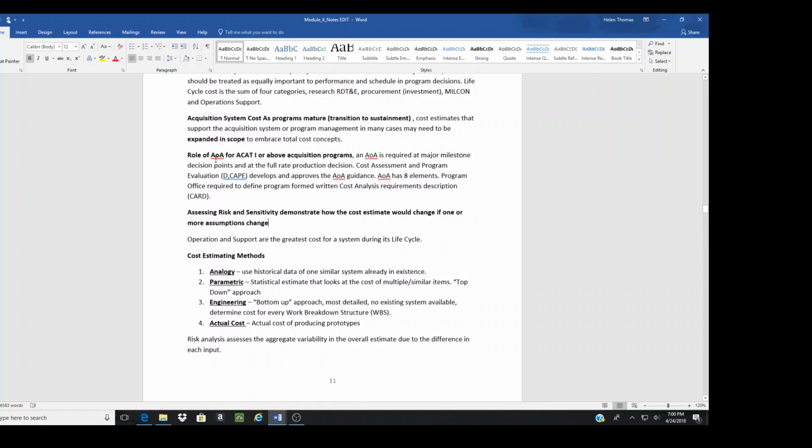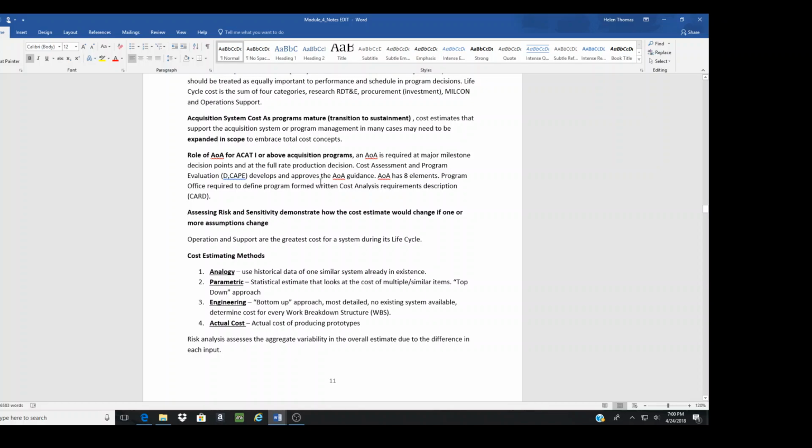So what's the role of the analysis of alternatives? We just talked about this in Section 2. The best way to think of the analysis of alternatives is courses of action. The role of the AOA for ACAT 1 programs or above: these are your DoD-level programs. An AOA is required at milestones, decision points, and at the full rate of production.